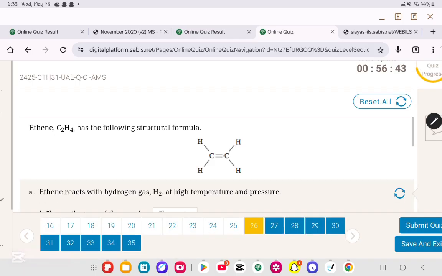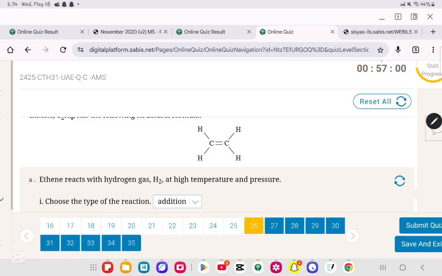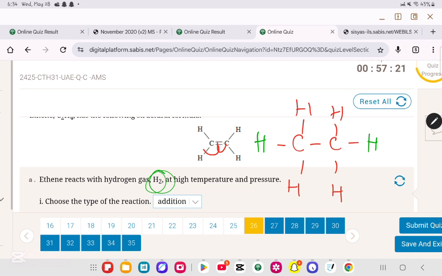We move on to question number 6. It says, ethene reacts with hydrogen gas at high temperature and pressure. Ethene is an alkene, and alkenes undergo a process known as addition. So choose the type of reaction. This is known as an addition reaction. What happens in an addition reaction? The double bond breaks. So now it looks like this: C single bond C, H, H, H, H. And because we are dealing with hydrogen, H2, that means one H goes here and another H goes here. Now, if you want to rename this new compound, it is C2H6.